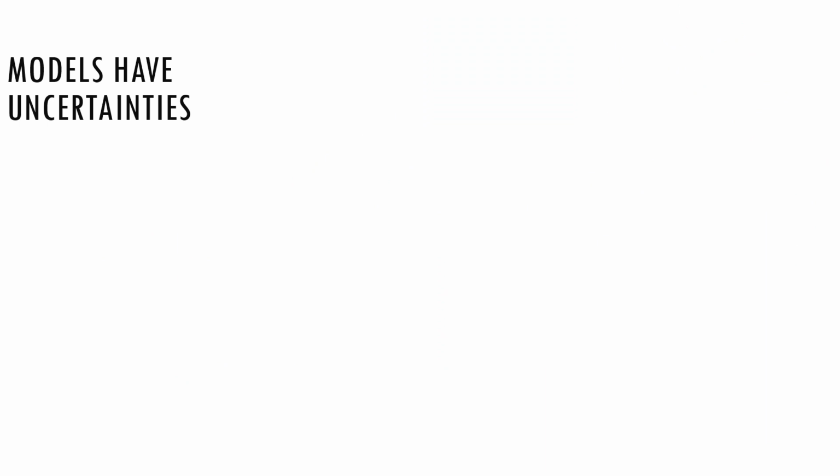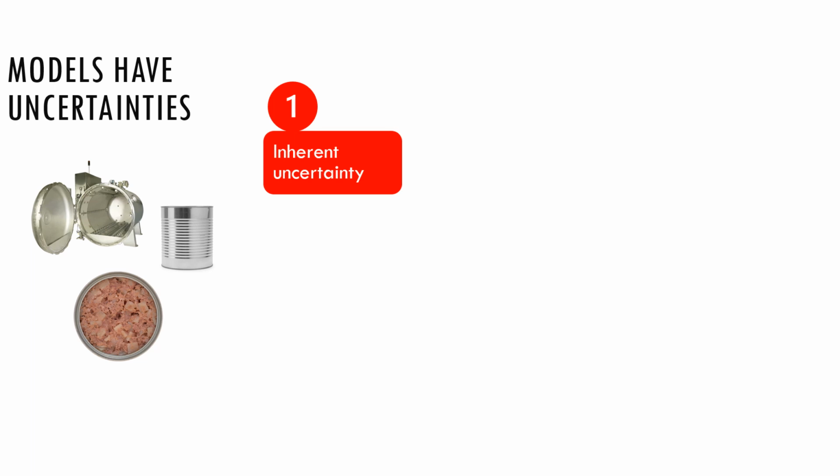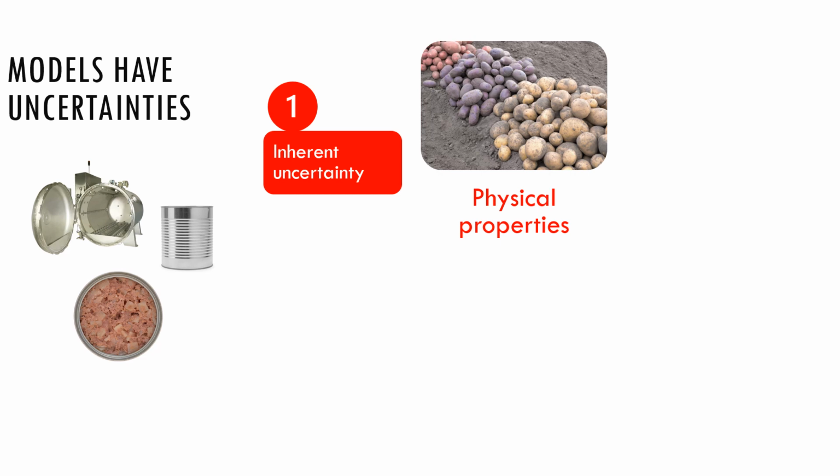So models have errors, but models also have uncertainties, and these uncertainties can be due to inherent variability. So let's look at that process again, where we have potatoes with some meat and some other material that could be in this can, and there is inherent variability, for example, in the physical properties of the potato. It's a biological material, so it's definitely going to have variability in the property.